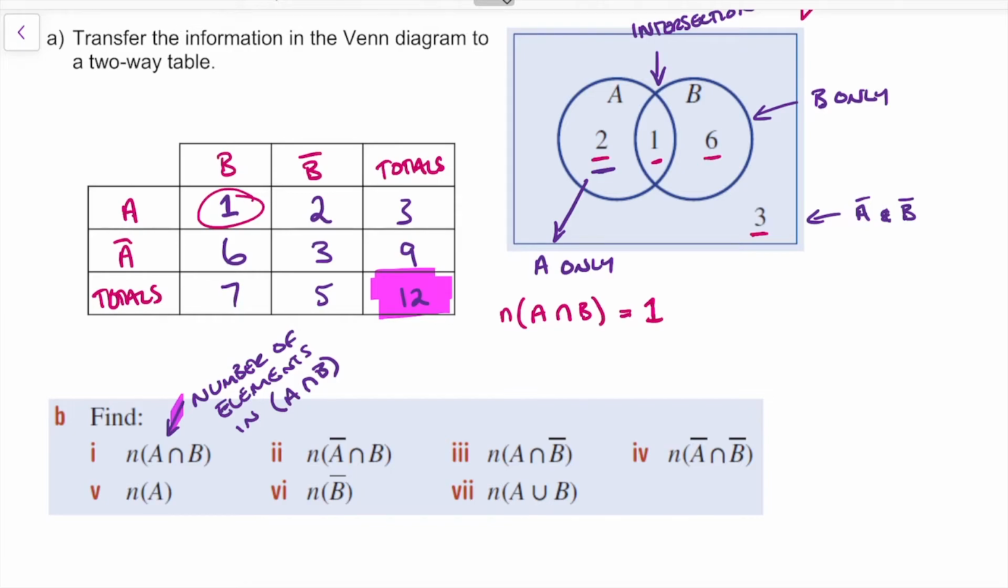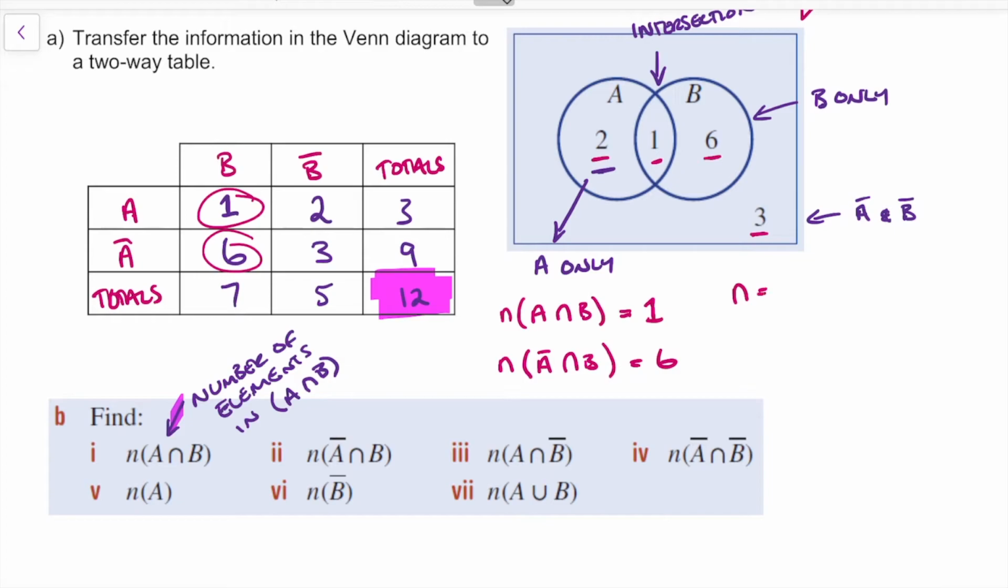If I want the number of elements in not A intersection B, that's this one here, that's that 6. So not A intersection B. So it can't be A, but it should be B. All right, it's not the not B's. It should be B, but it can't be A. That's going to be 6.